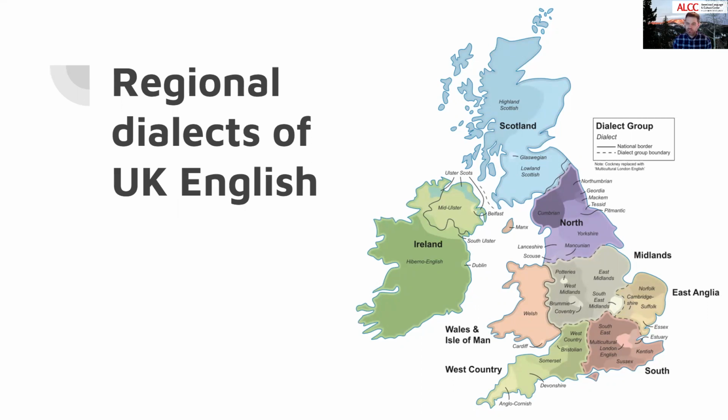We see a similar thing in Scotland, right? We see that Glaswegian has its own kind of Scottish dialect, and then we have the Lowland Scottish and the Highland Scottish. And again, here we're seeing sometimes geographical features, right? Mountain ranges, rivers, those could be one way that different dialects are established.